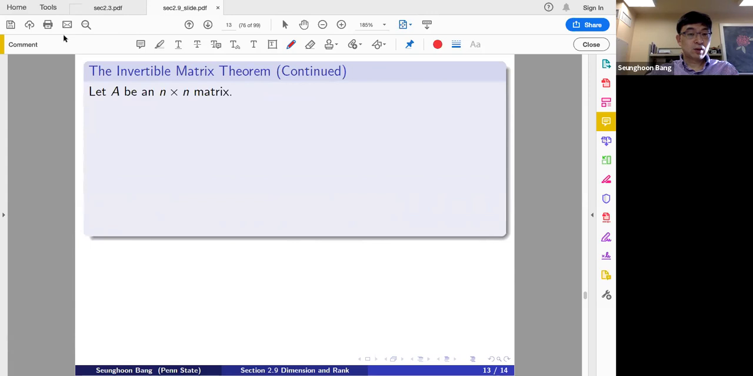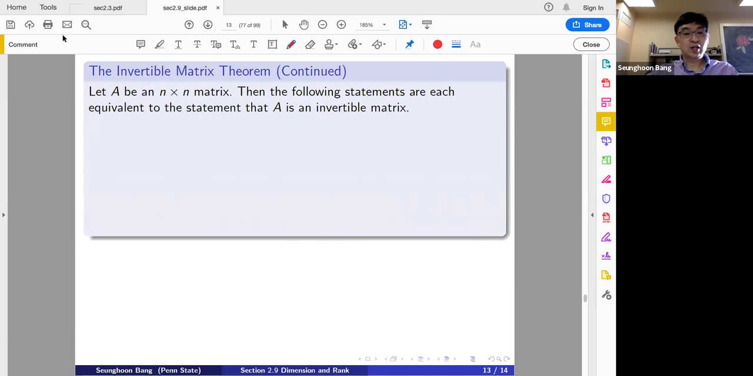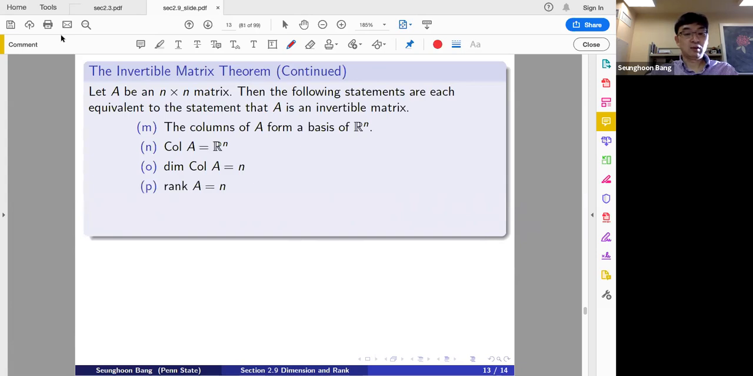Here, let A be an n by n matrix. Then the following statements are each equivalent to the statement that A is an invertible matrix. The columns of A form a basis of Rn. The column space of A is exactly Rn. The dimension of the column space of A is n. The rank of A is n. The null space of A is only 0. The dimension of the null space of A is exactly 0.